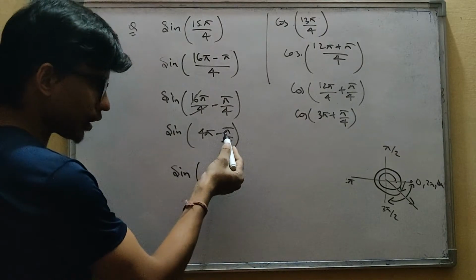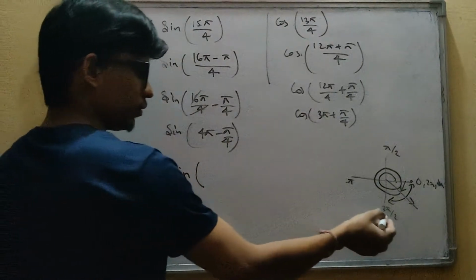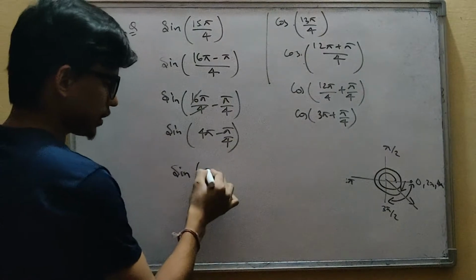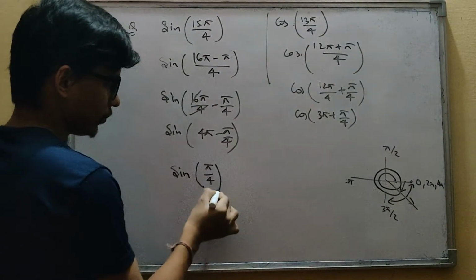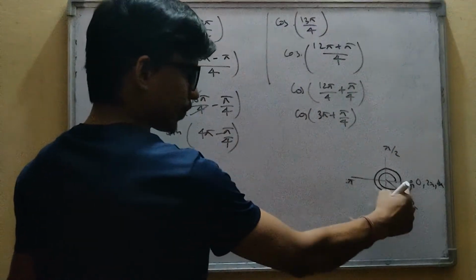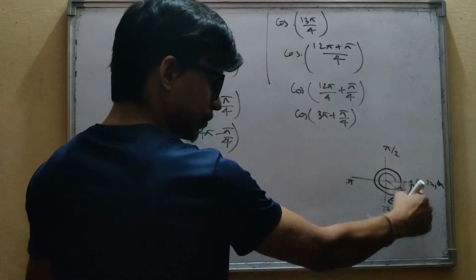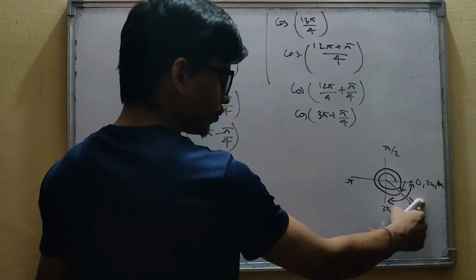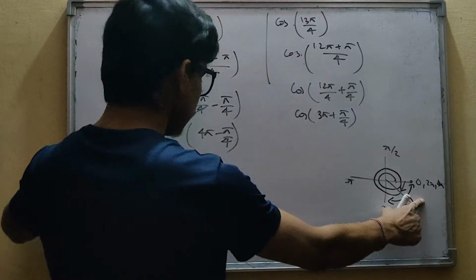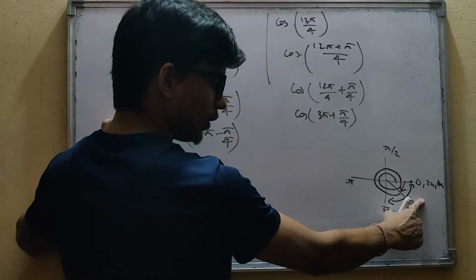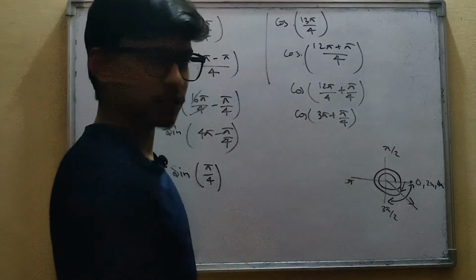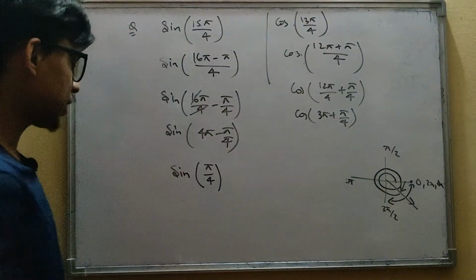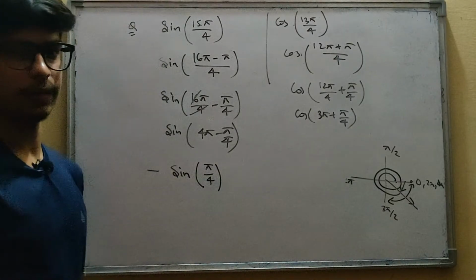Now if I subtract pi by 4, after this it is just remaining as sine of 4 pi by 4. And see this, 4 pi when subtracted by pi by 4, I am coming in fourth quadrant. This one is the fourth quadrant. And what is the sign of sine in fourth quadrant? In fourth quadrant sine is negative, right? So that is why I have to put minus over here, right?